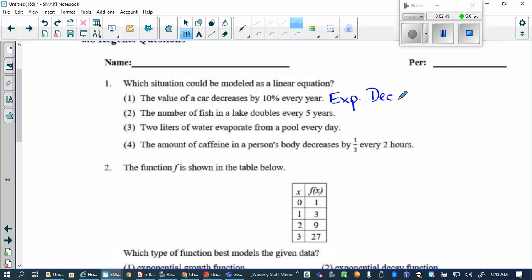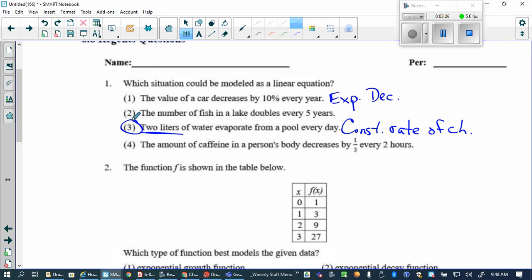So which one, guys? Four. Amount of caffeine decreases by 1/3 every, so you subtract the same amount each time in number 4? It's got to be 3, right? It goes down by how much every day? The same amount. Subtracts the same amount each time, right? That is our constant rate of change. So choice 3. Well, the other ones are exponential, right?